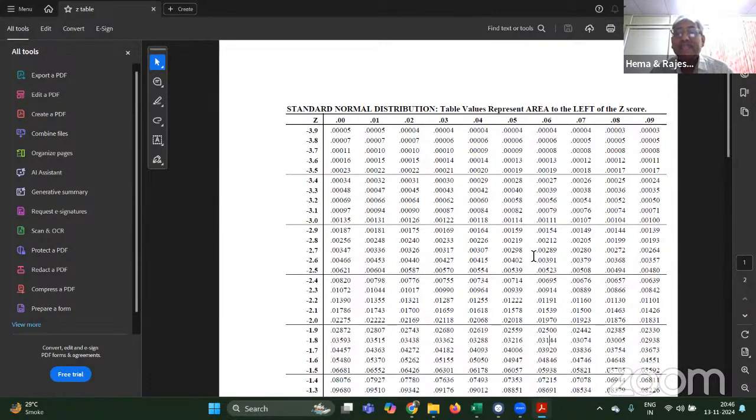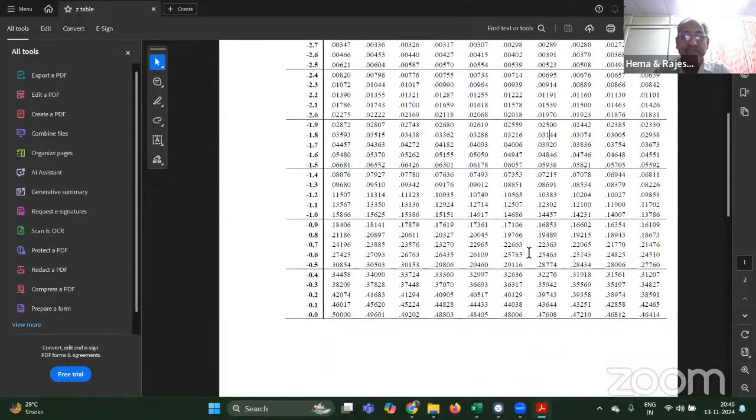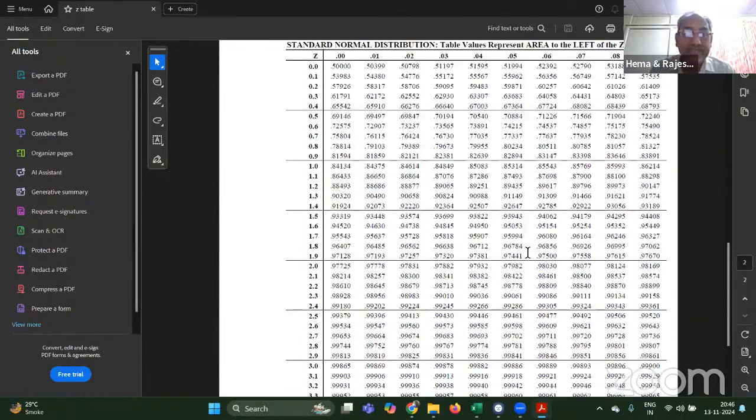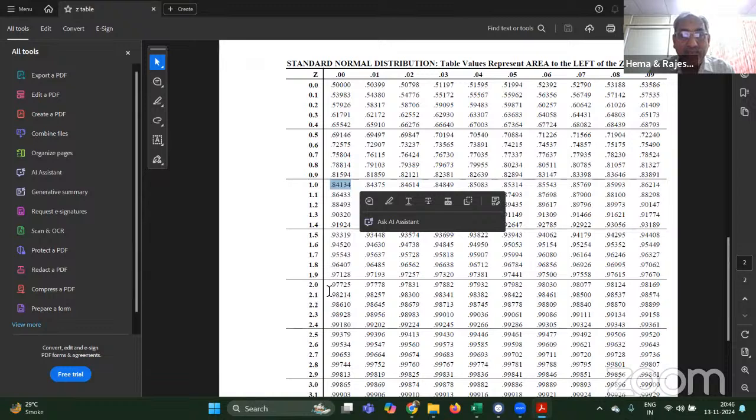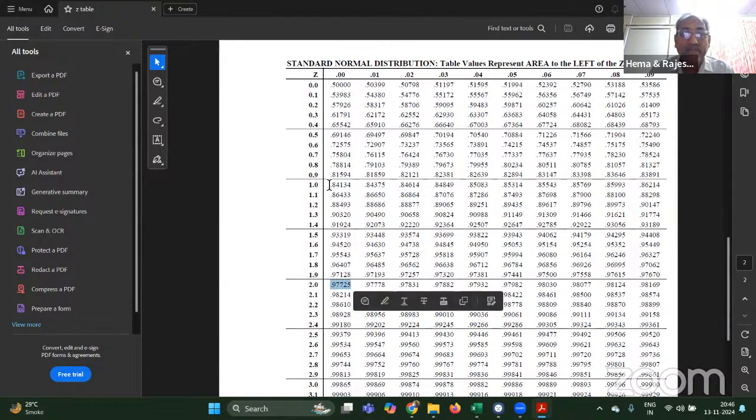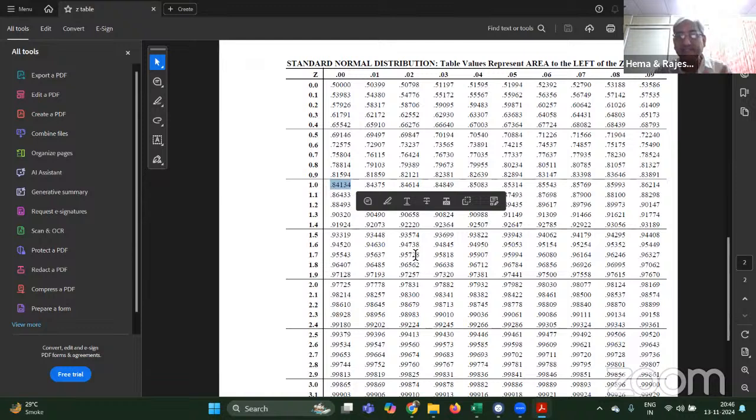So when we say left of the Z score, and you want to measure between two Z values, for example between 1 SD and 2 SD: 1 SD is 0.84134 and 2 SD is 0.97725. If you subtract one from the other, you will get the percentage of people between one standard deviation and two standard deviations.